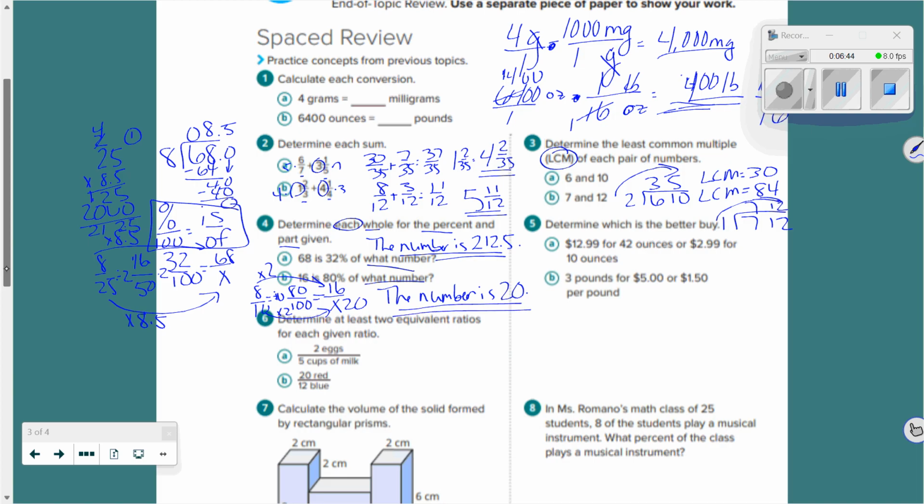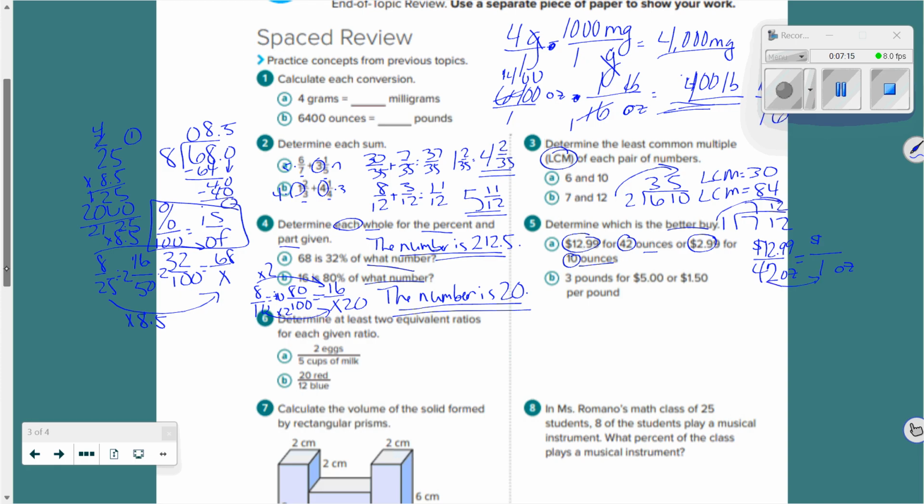Okay. Determine which is the better buy. The better buy. I have to have the same comparison. So this is where you're going to go to a denominator of 1. They actually have given me 2 problems inside of 1 that I have to figure out. So the first one I need to do is $12.99 for 42 ounces. In order to make my comparison, I need to go to 1 ounce. So if I find out how much per ounce it is, then I can compare.